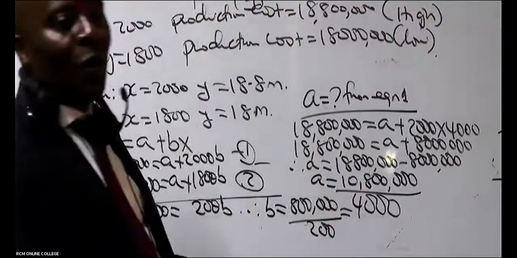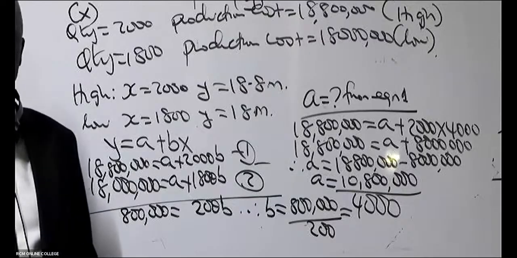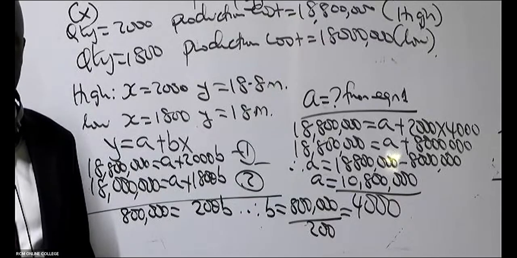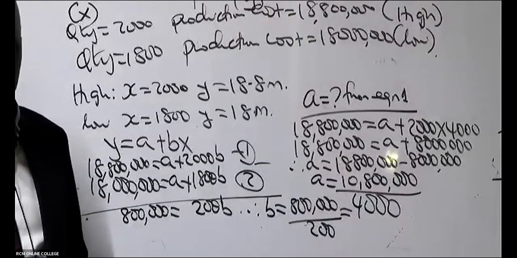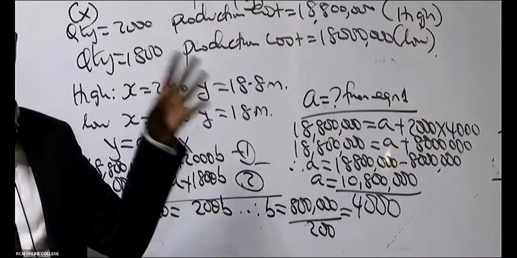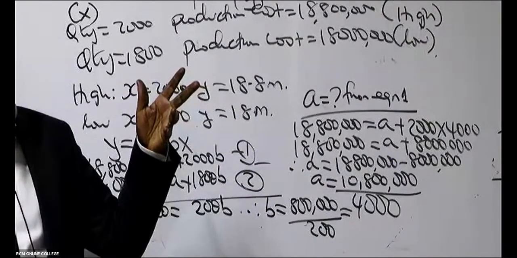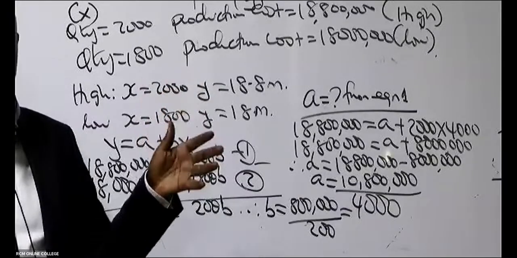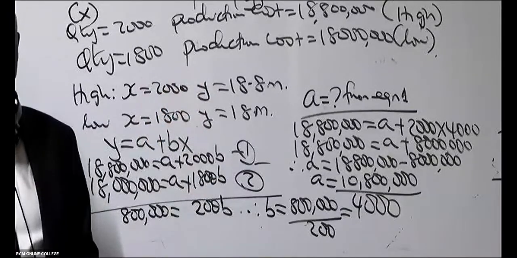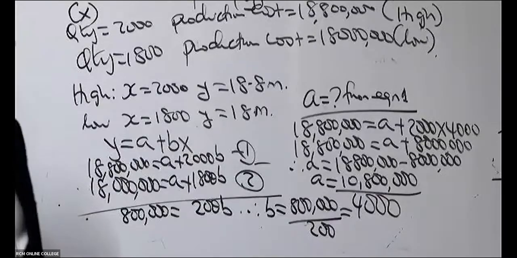So like now here, they never wanted us to write the equation. Let's read the question again. If you read the question again, they wanted us to give them the variable cost is how much? 4,000 per unit, isn't it? Yeah. And then number 2, total fixed production cost, isn't it? Which is how much? 10,000,000? Yeah, 1,800,000.